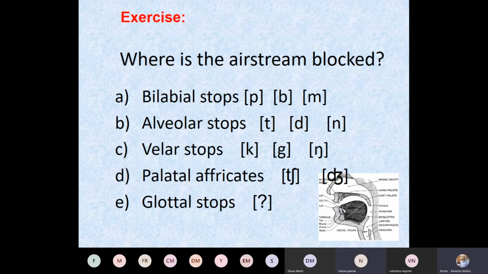Okay. Let me try with the first group. Okay. Go for it, please. I think it's okay. I think it's from my lips and P B, but in the case of M, in the third case, I'm not really sure because I think it comes from my nose. And for that I'm not really sure where I block the airstream.